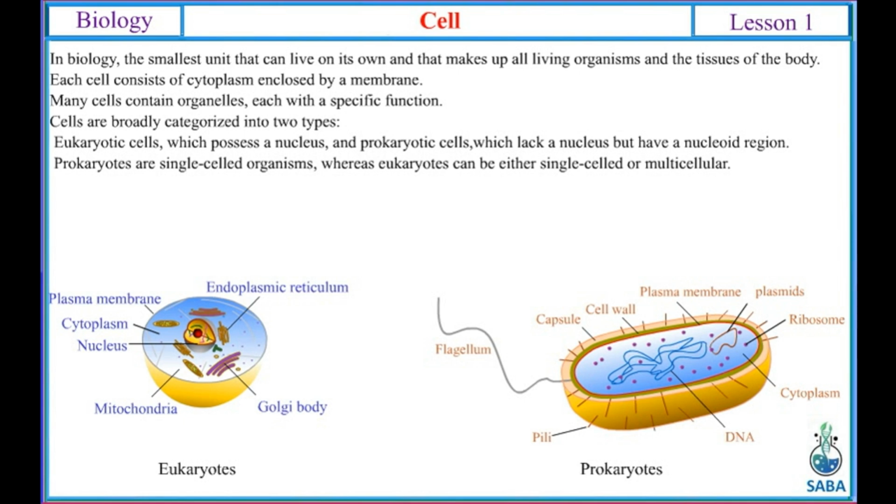Cells are broadly categorized into two types: eukaryotic cells, which possess a nucleus, and prokaryotic cells, which lack a nucleus but have a nucleoid region. Prokaryotic cells are single-celled organisms, whereas eukaryotic cells can be either single-celled or multicellular.